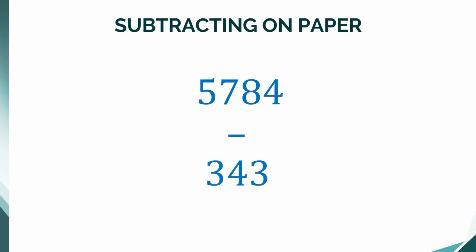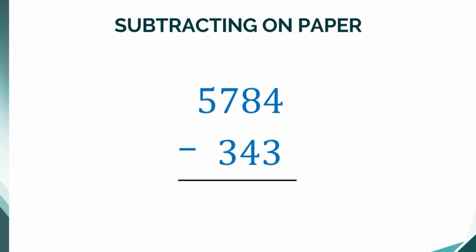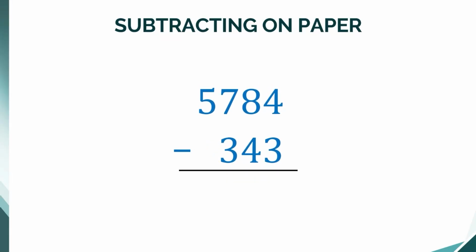5,784 minus 343. So this is going to be our easiest example with the least work required. Remember, line everything up, make it look nice and pretty, make sure the unit digit matches with the unit digit and all of the places match with all the places. We're going to focus on the very right column for 3. So what's 4 minus 3? It's 1.